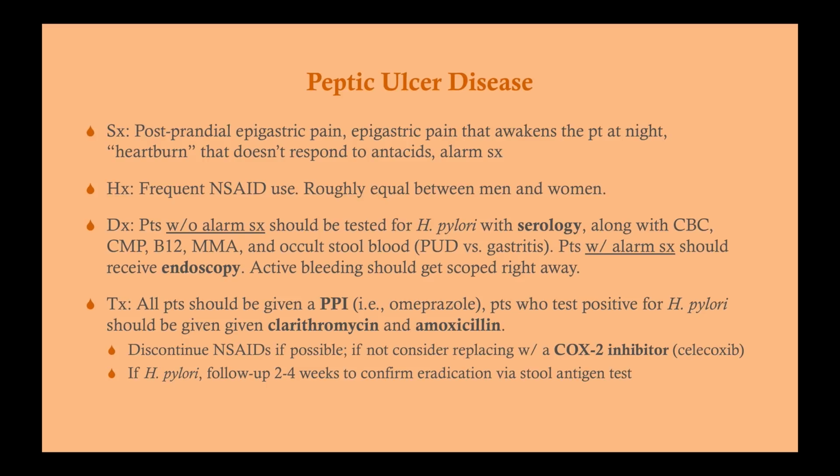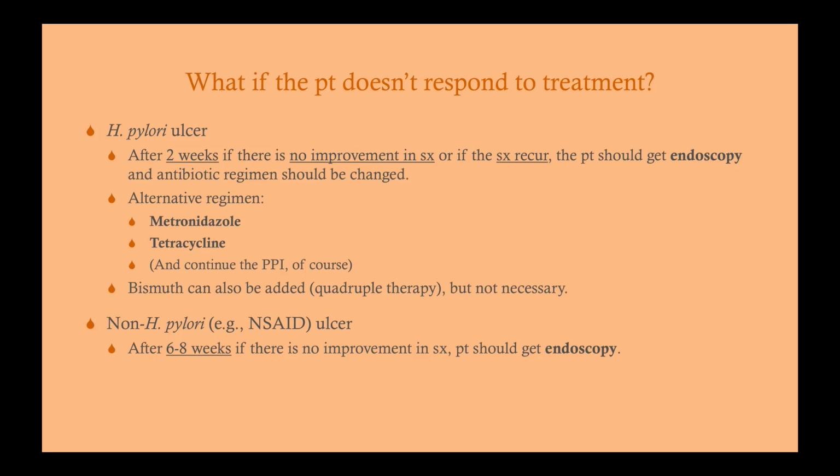If it is H. pylori, remember to follow up 2 to 4 weeks later to confirm eradication, and we typically do that via stool antigen test. Now, what if the patient doesn't respond to treatment? If it is an H. pylori ulcer, after a couple weeks, if there's no improvement in symptoms, or if the symptoms recur, or if they continue to test positive for H. pylori, then you should consider getting an endoscopy and also changing the antibiotic regimen.